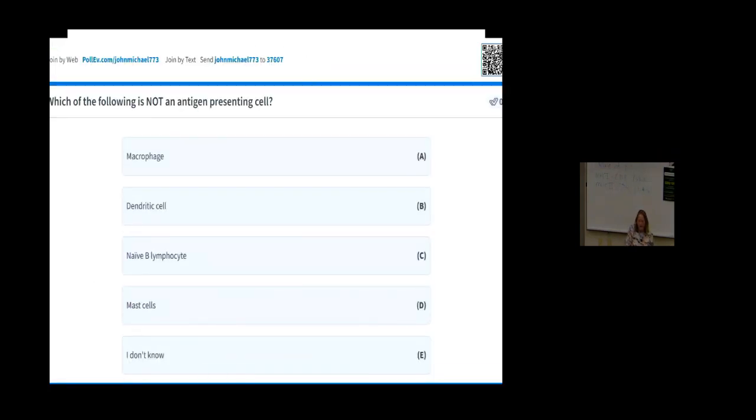Okay, which one of these is not an antigen presenting cell? So which one of these would not be expected to have an MHC2? Macrophage, dendritic cell, naive B lymphocyte, mast cell.